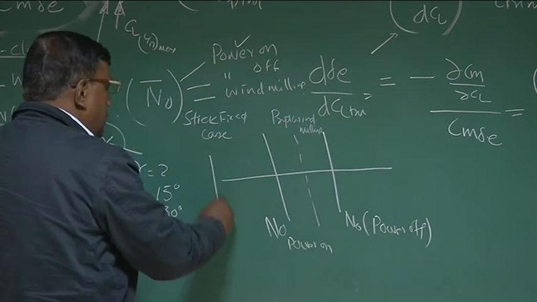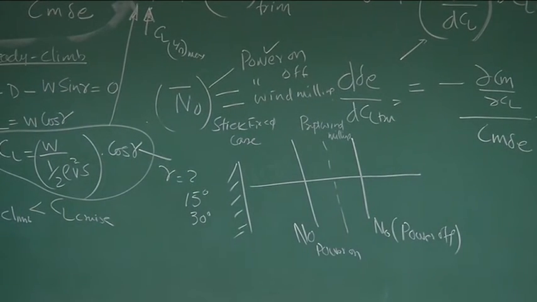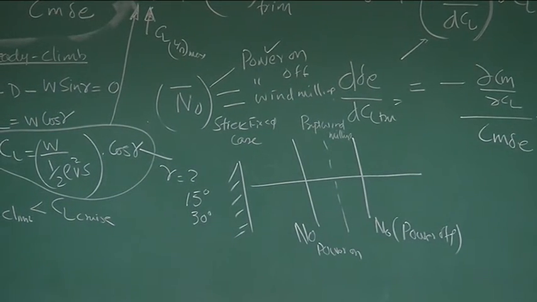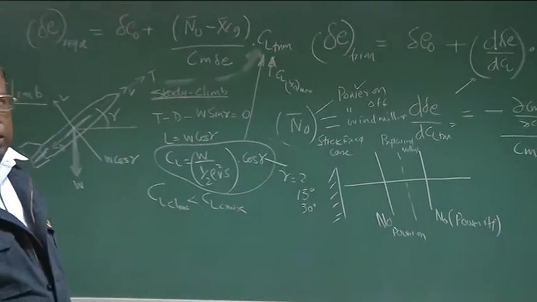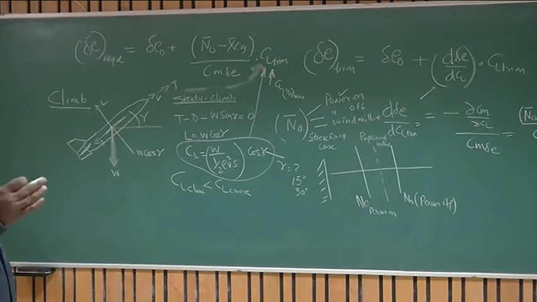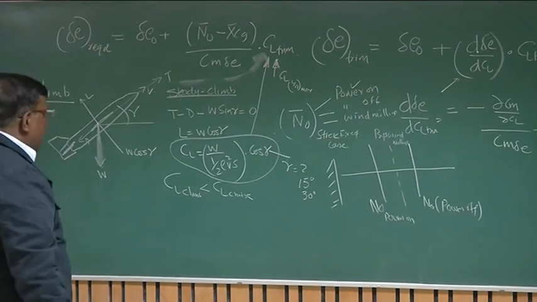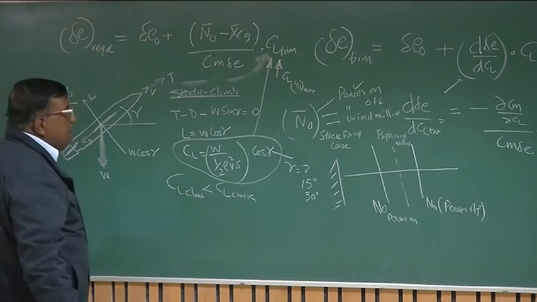Correct? You are imagining from this reference, and this graph, this variation is typically correct for a nose-mounted propeller-driven engine. Nose-mounted means the thrust line, or thrust, is ahead of CG. The engine is ahead of CG. Okay. Now, the story again doesn't end here.